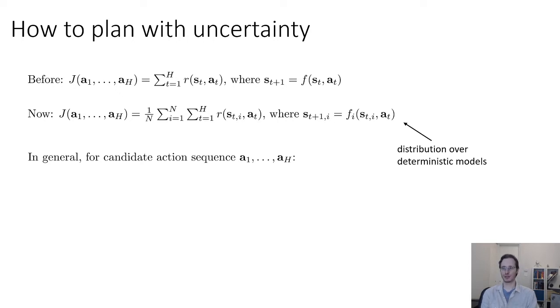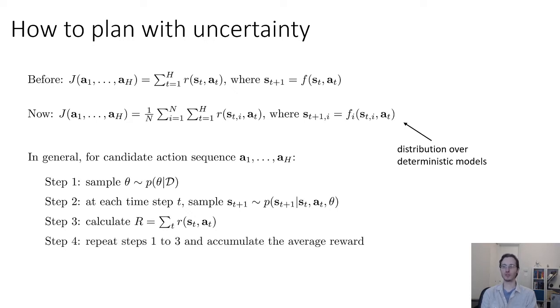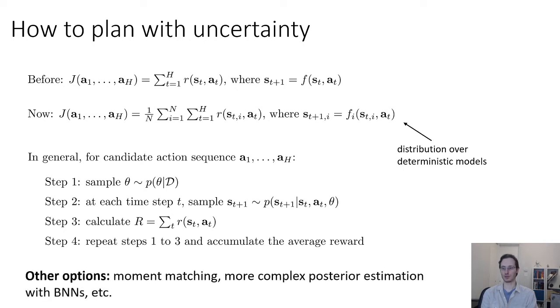So in general, for some candidate action sequence A1 through AH, step 1 is to sample a model from p of theta given D, which, if you have a bootstrap ensemble, amounts to just choosing one of the N models randomly. Step 2, at each time step, sample s_{t+1} from p of s_{t+1} given s_t, a_t and that parameter vector that you sampled from the posterior. Step 3, calculate the reward as the sum over all the time steps for those predicted states. And then step 4 is to repeat steps 1 through 3 to accumulate the average reward as necessary. So this would be the recipe for any general representation for the posterior p of theta given D.